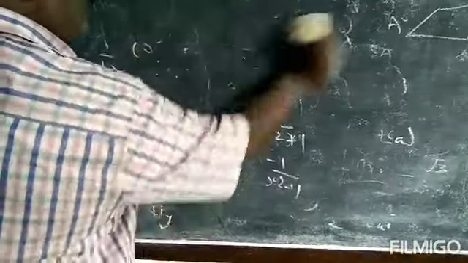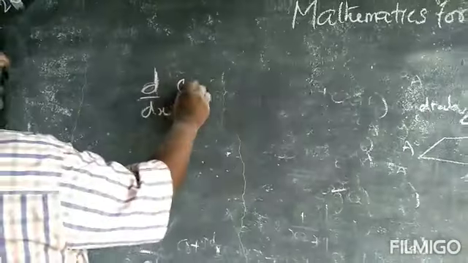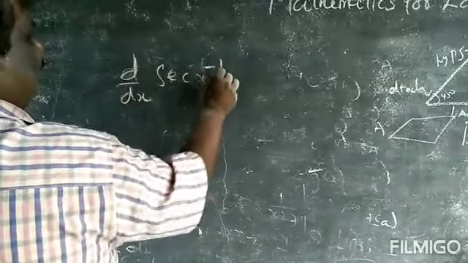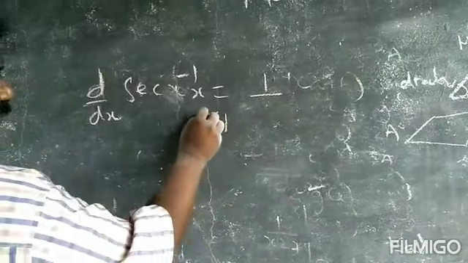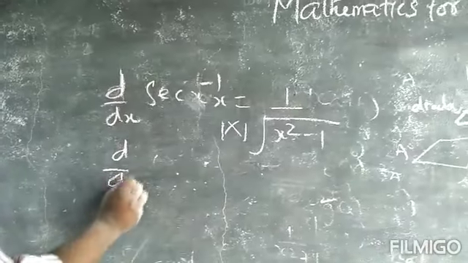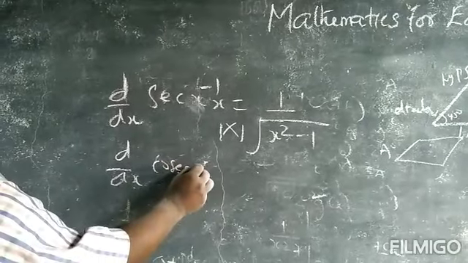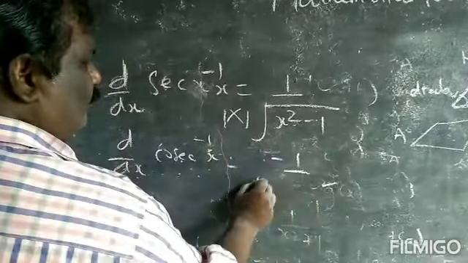Likewise, d/dx of secant inverse x is equal to 1/(|x|√(x² − 1)). d/dx of cosecant inverse x is equal to minus 1/(|x|√(x² − 1)).